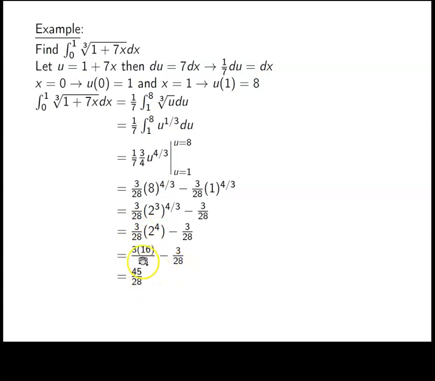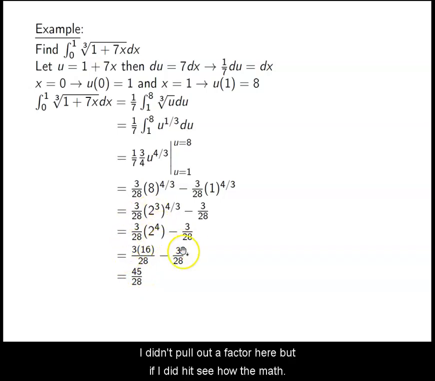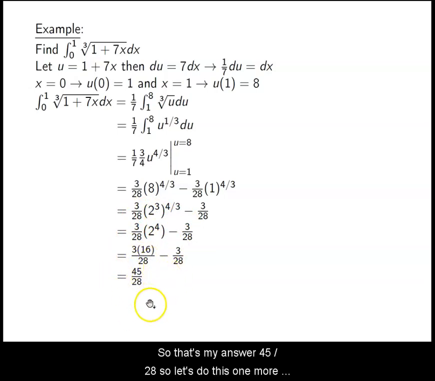Right, so just like the same thing here, if I pulled out the common factor, I'd have 16 minus 1, or 15, times a 3, right? So I didn't pull out a factor here, but if I did, you can see how the math might be a little bit nicer. So that's my answer, 45 over 28.